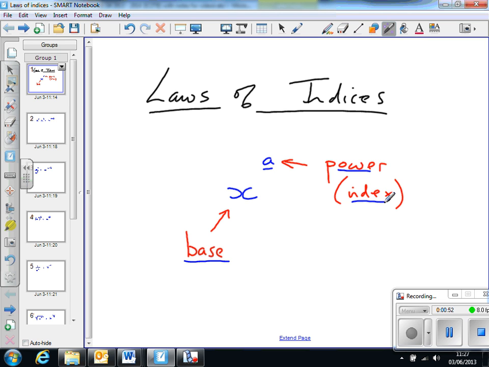And these laws are to do with what we do with these powers, and all the laws only work if the base is the same. It must be the same. So if the base is the same, we can use the laws of indices. Let's look at the first one.